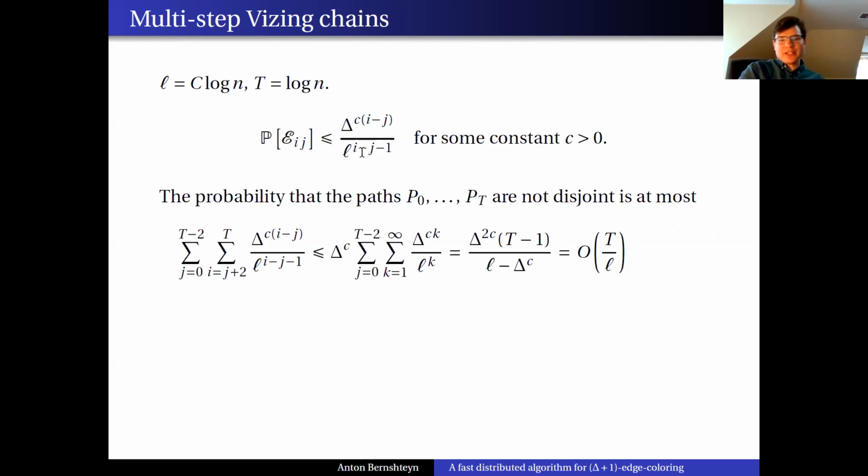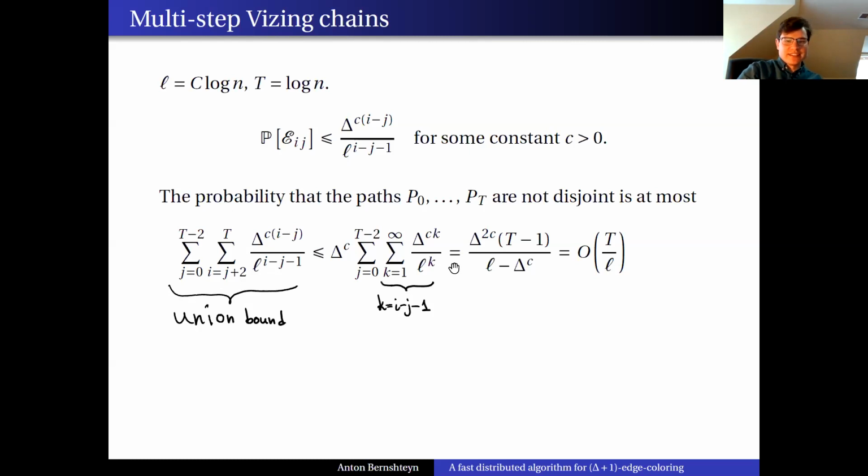And once we have this bound, we can calculate the probabilities that the paths are intersecting. So you want to say that the probability that the paths are not disjoint is at most, by some kind of union bound, where we track the first intersection point, a sum over all j from zero to t minus two, and i from j plus two to t. I am emphasizing that this starts from j plus two because we are assuming that i is at least j plus two, since intersections of two consecutive paths we somehow avoid by choosing the colors in a clever way. And then we get this probability.